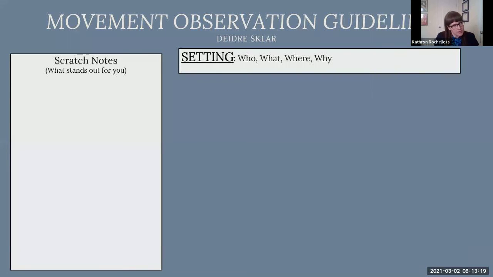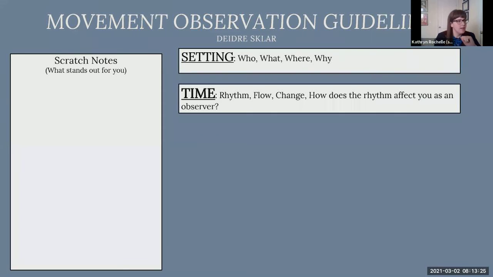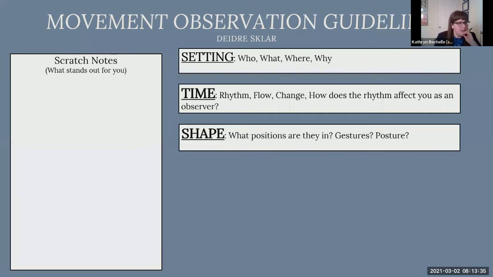And then after the clip is played, we take those notes and we enter them into these categories. So we talk about the setting, which would be the who, the what, the where, the why. We talk about the timing. What's the rhythm like? Does it flow? Is it sharp? Does it change? And we also think about how the rhythm affects you as an observer.